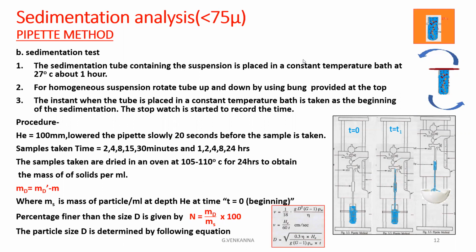Once the process is completed and the valve is closed, by using the sliding gear the pipette is taken out from this sedimentation tube, and the suspension in the pipette is transferred again to the weighing bottle. In this weighing bottle, the mass of soil suspension in the pipette is indirectly calculated as the mass of solids per ml.